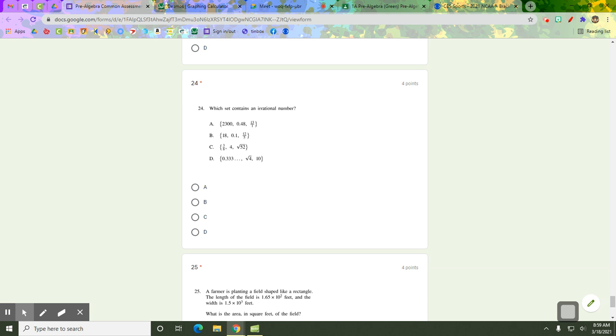Remember, a square root is only rational if the number inside of it is a perfect square. All right, so 1 is a perfect square because 1 times 1 is 1. 4 is a perfect square because 2 times 2 is 4. 9 is a perfect square because 3 times 3 is 9, and so on. So if I look at these, I would go to the square roots and see if both of those square roots work out. If one of them does not, that's going to give you your answer.